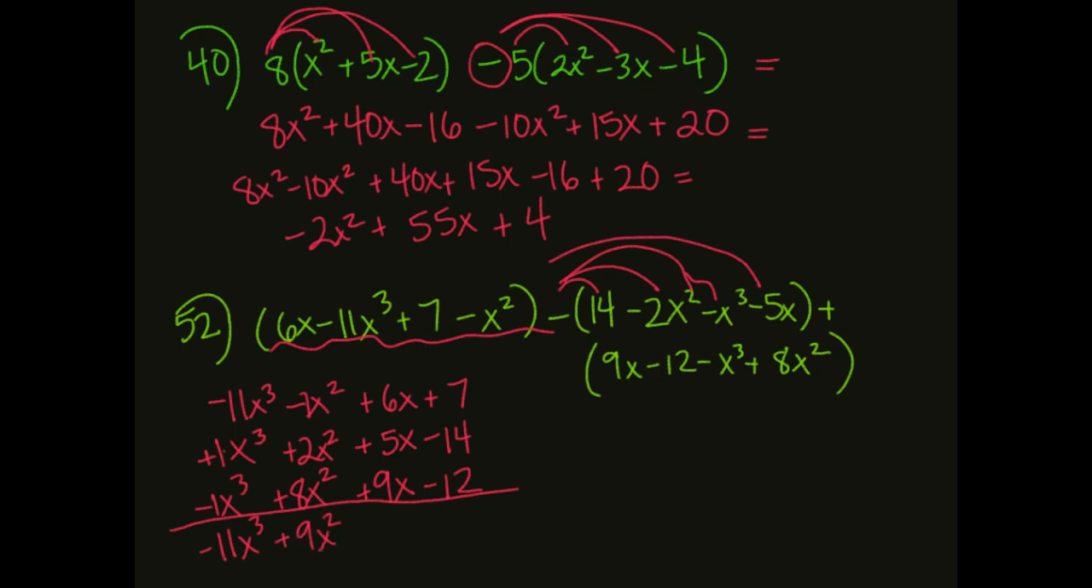And this is 14 plus 20x. And 7 and negative 14 is negative 7. Negative 7 minus 12 is minus 19. So that's your answer for that. So that's another way to do it, is to line up according to like terms, so grouping like terms this way. Okay?